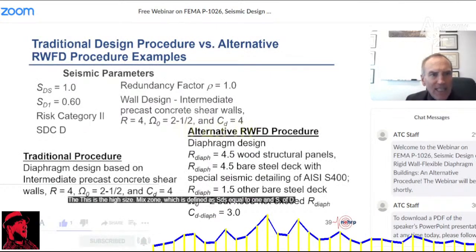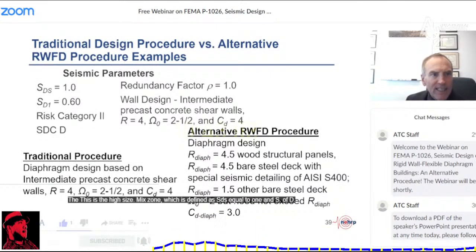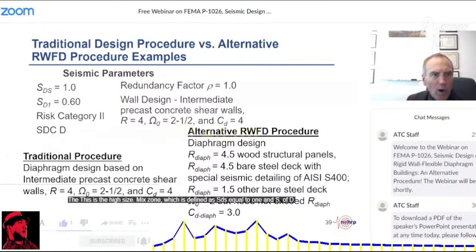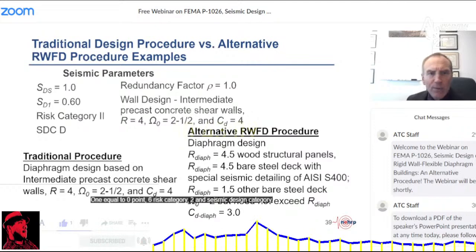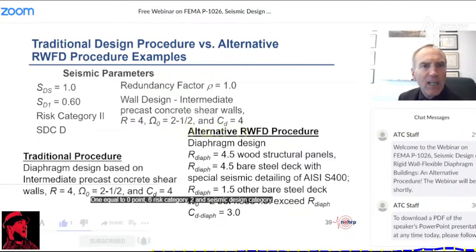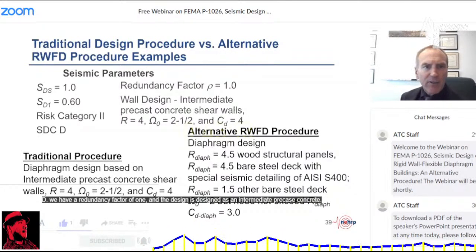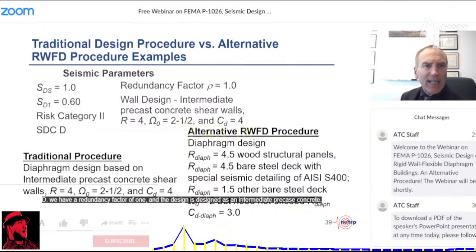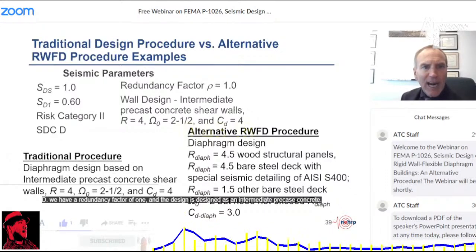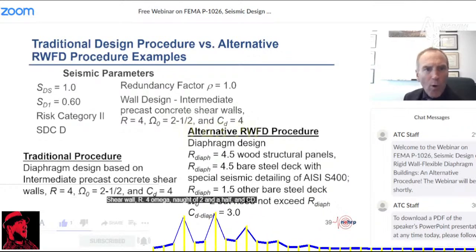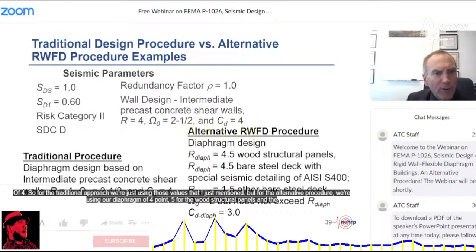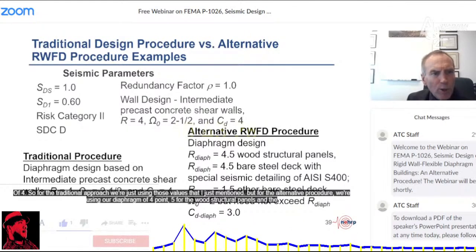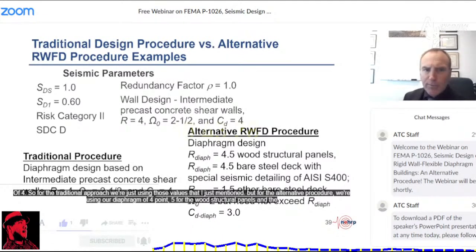This is the high seismic zone, which is defined as S_DS equal to 1 and S_D1 equal to 0.6, risk category 2, and seismic design category D. We have a redundancy factor of 1, and it's designed as an intermediate precast concrete shear wall, R of 4, omega naught of 2.5, and Cd of 4. So for the traditional approach, we're just using those values that I just mentioned.